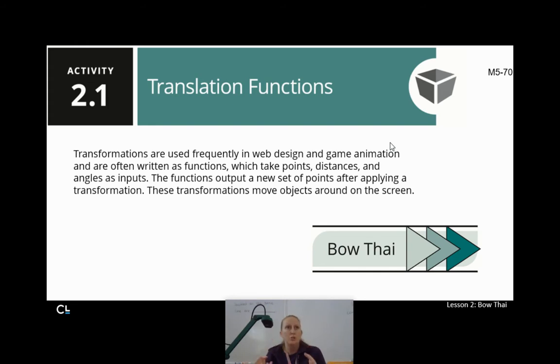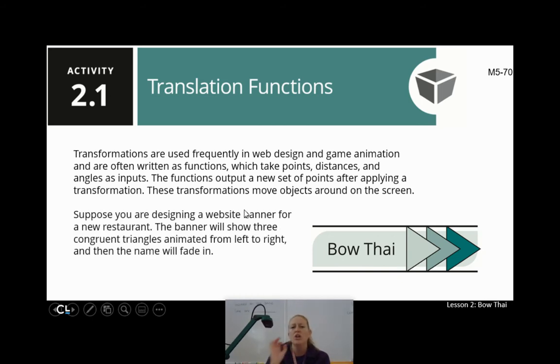When you are doing your coding, when you're putting things in, there's certain notation you use, certain function notation, so to speak, that says, hey, here's a function. It takes a point or distance or angle as input, and then the function outputs a new set of points after applying a transformation. And we do that a lot in coding, with web design and game animation and all that kind of stuff. These transformations move objects around on the screen. So you can just start shifting things around.